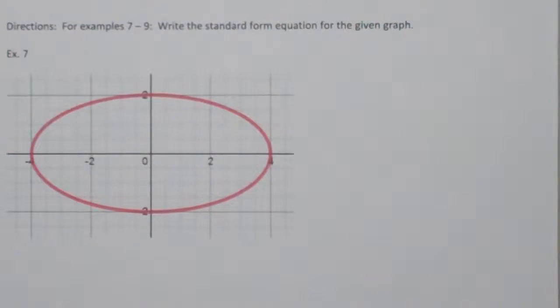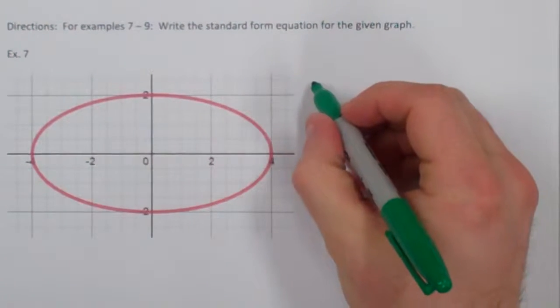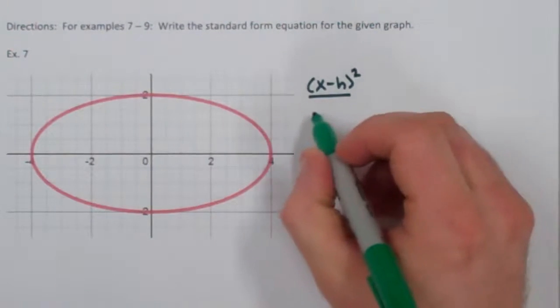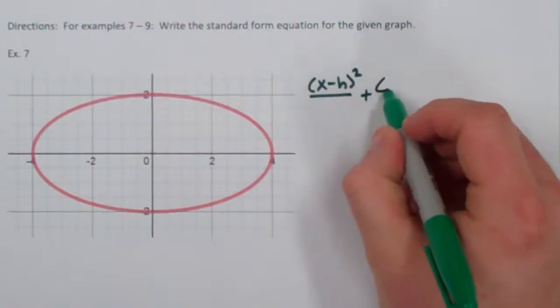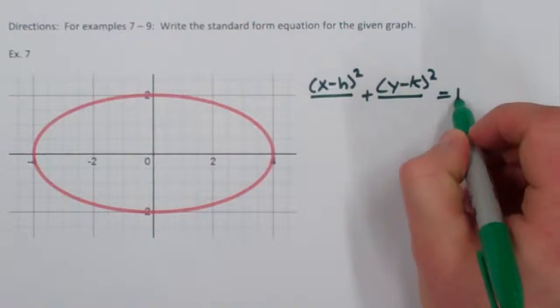In example 7, we need to write the standard form equation for the given graph. To write that standard form equation, I'll give you a little bit of a reminder here. It's (x minus h) squared over, well, we don't know what's going to go here yet, plus (y minus k) squared over, and then equal to 1.